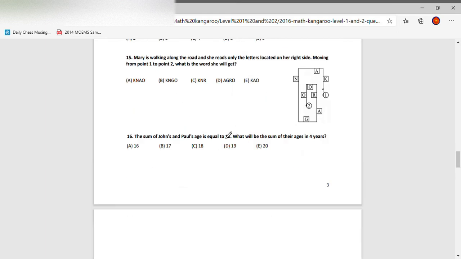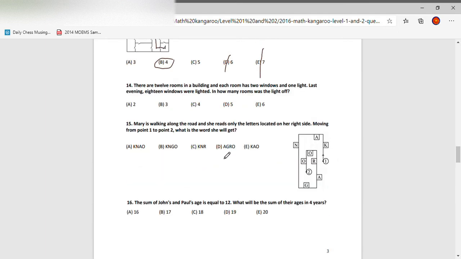Number 14. There are 12 rooms in a building, and each room has 2 windows and 1 light. Last evening, 18 windows were lighted. In how many rooms was the light off? So each room has 2 windows and 1 light. So 12 rooms, meaning that times 2 equals 24. So there are 24 windows in total.